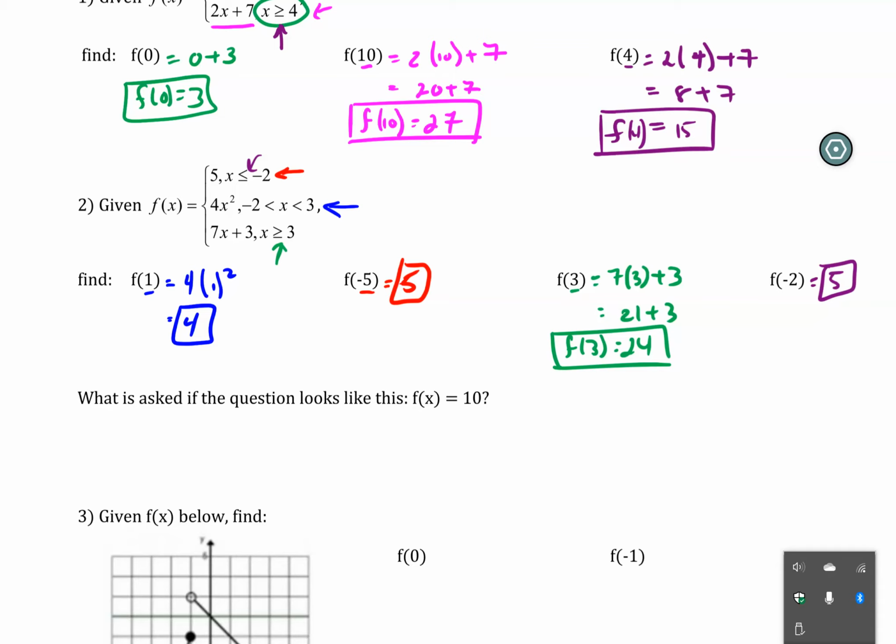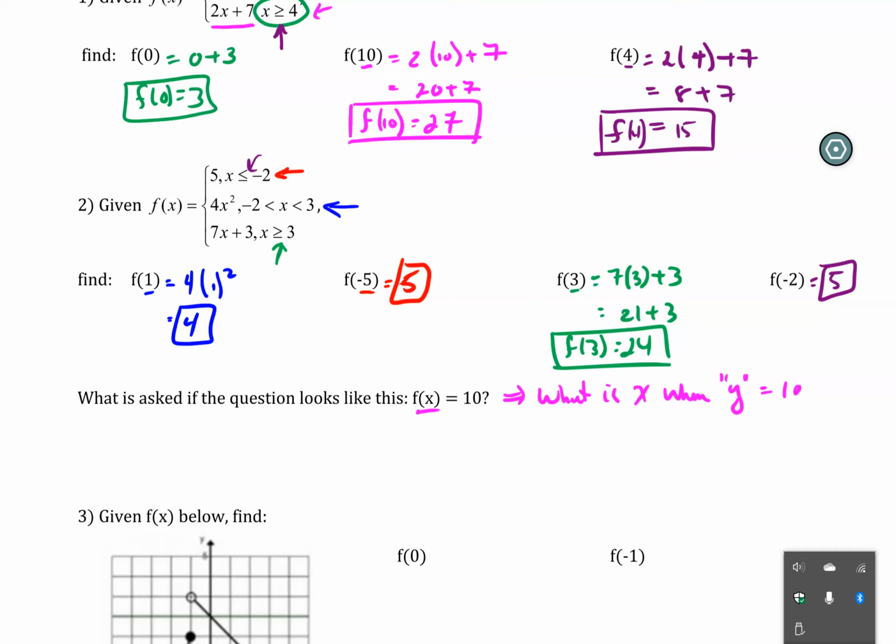All right, so what happens if the question looks like this? It says f of x equals 10. What does that mean? In this case, it's saying, what is x when y equals 10? y is your f of x function. So we're working backwards here. These sometimes can get a little tricky, especially the more elaborate the function is, and this piecewise function is going to be.